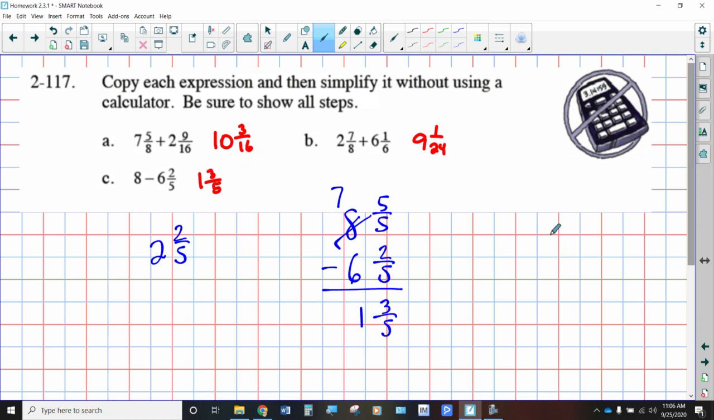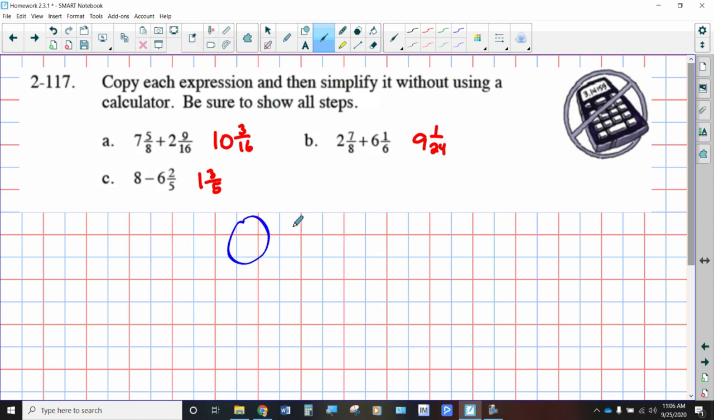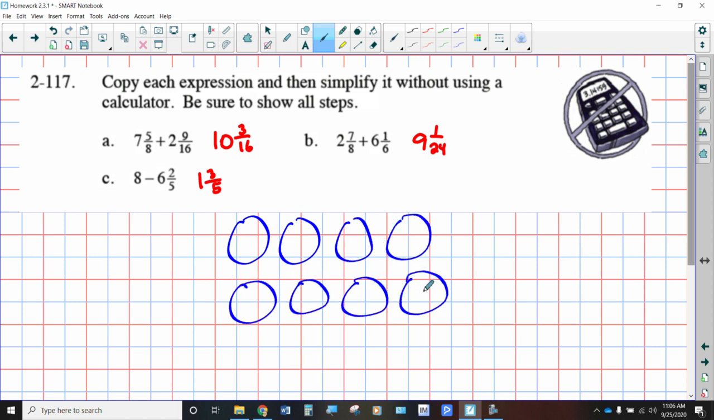Okay, now let me show you what this would look like if I were to draw a picture. We start off with 8 circles. 1, 2, 3, 4, 5, 6, 7, 8 perfectly drawn circles. I've got to take away 6 and 2/5. So I'm going to take one of these circles and I'm going to change it into fifths. So now we've got 7 and 5/5.